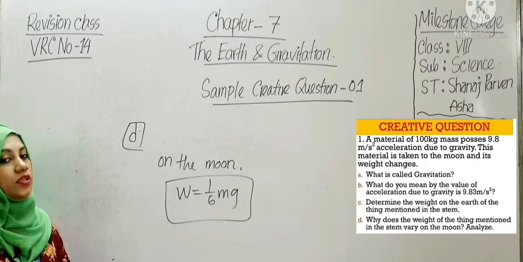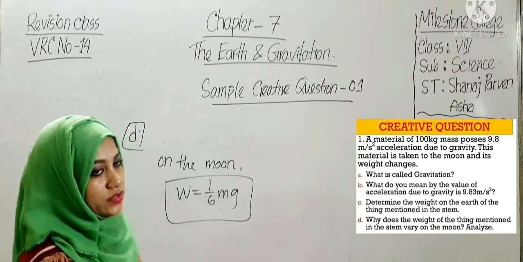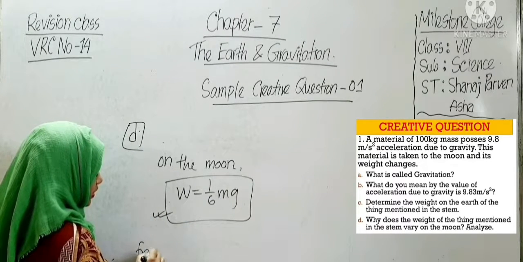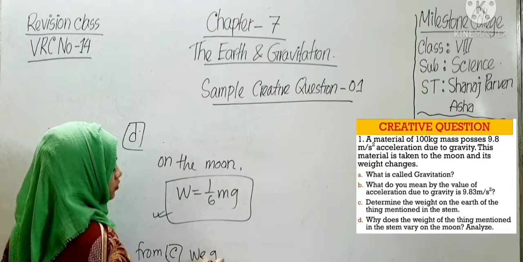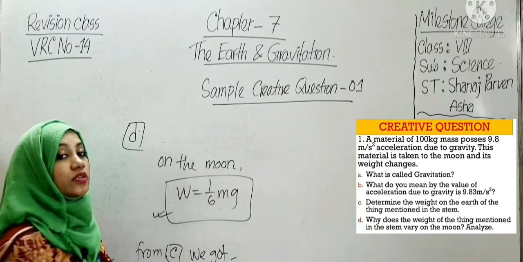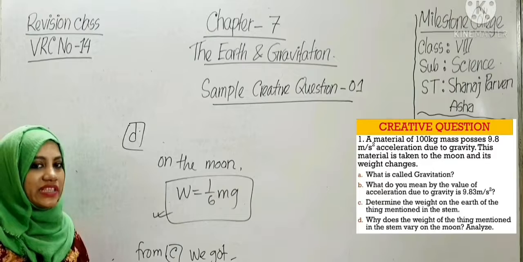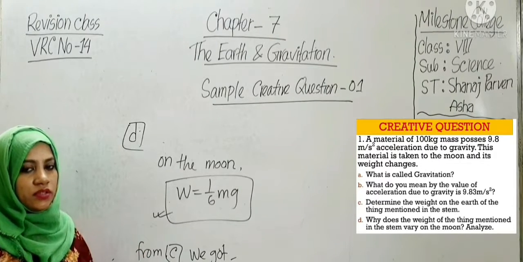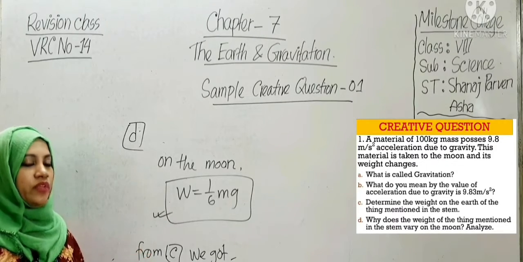And then you got from C the weight of the object on the earth's surface. So that one also you will write. That means find it out. Then from C you got the weight of the material on the earth's surface is 983.2 Newton. Then what is the change? Here you will find out the change by subtracting these two, and you will get the change.